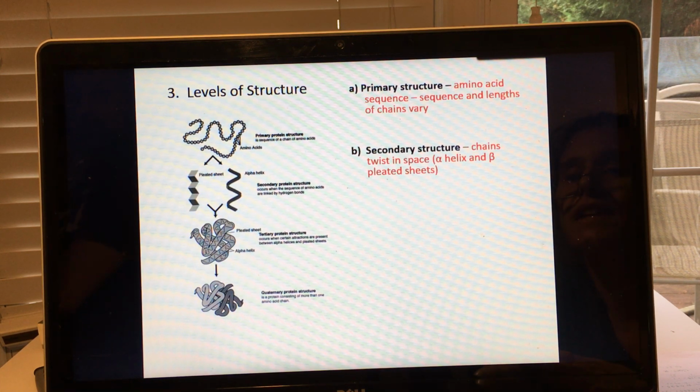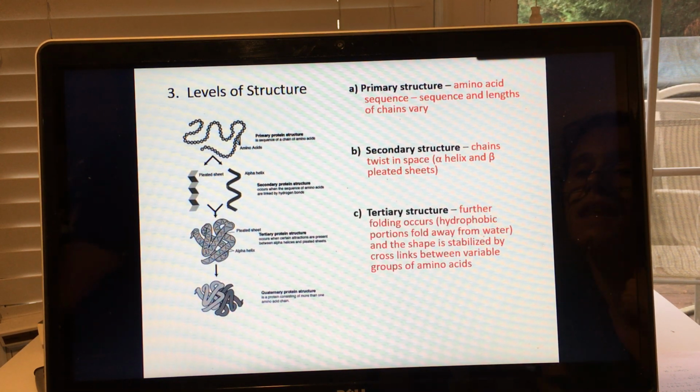Now, once you have the secondary structure, either the beta pleated sheet or alpha helix will fold further based on which parts of the chain are attracted to water and which parts are repelled by water. The hydrophobic portions fold away from the water inwards, and then the shape is stabilized by crosslinks between the variable groups of the amino acids. So remember that R group.